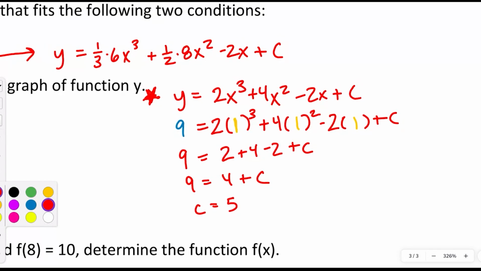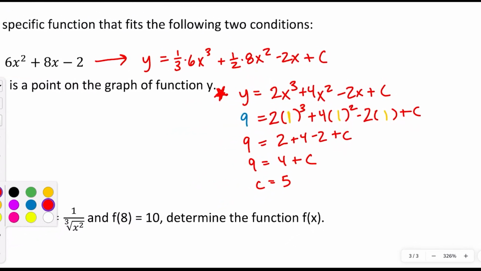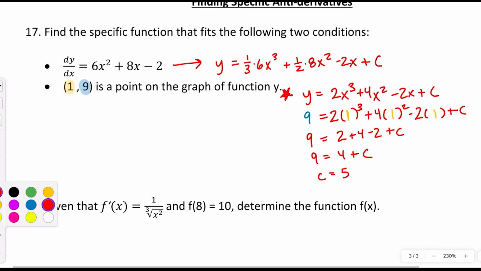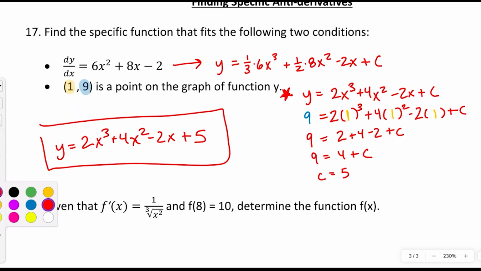That's not our final answer. That's just the constant for the particular solution that we're looking for. We're looking for a specific antiderivative, not just the general form. Now that we have c, we can write the specific, or particular, solution: y equals 2x cubed plus 4x squared minus 2x plus 5. Any questions about that?